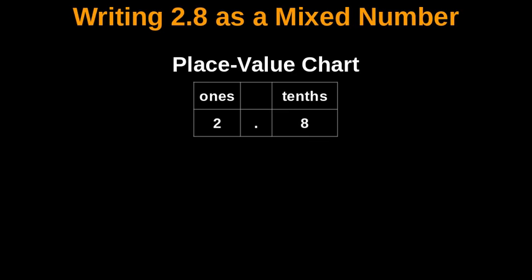Now 2.8 will actually be written as a mixed number because we have a non-zero digit before the decimal point. Okay, so that's why it's going to be written as a mixed number. How do you go about writing 2.8 as a mixed number? I'm going to give you 3 steps to follow to write decimals as mixed numbers or fractions, and we're going to apply that to this.